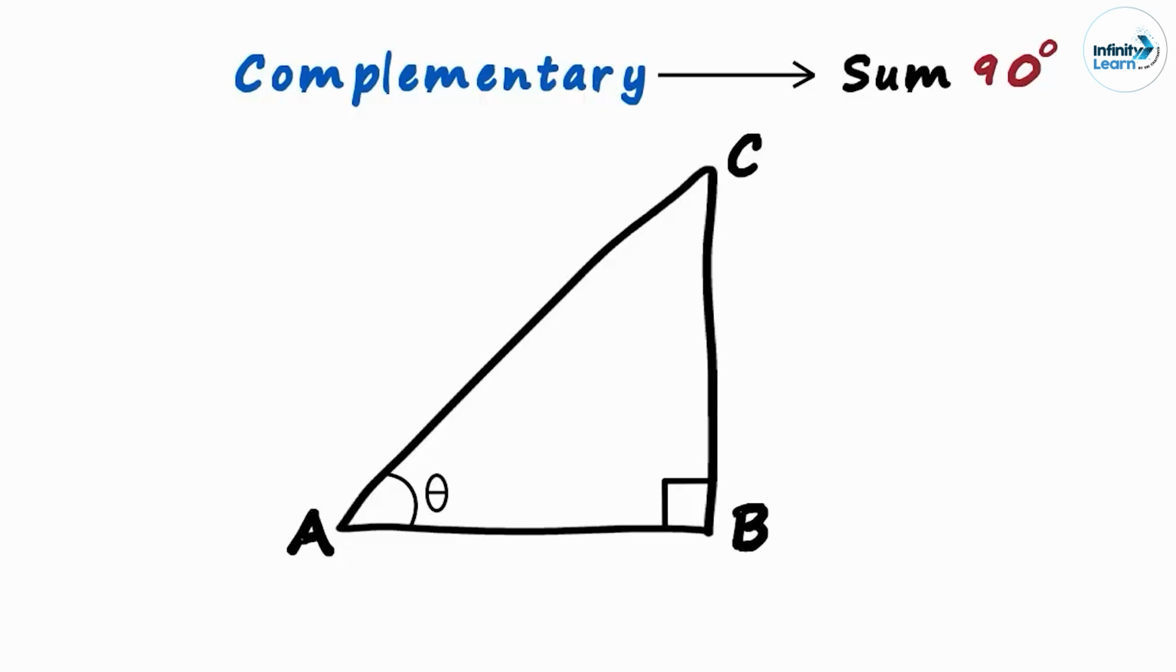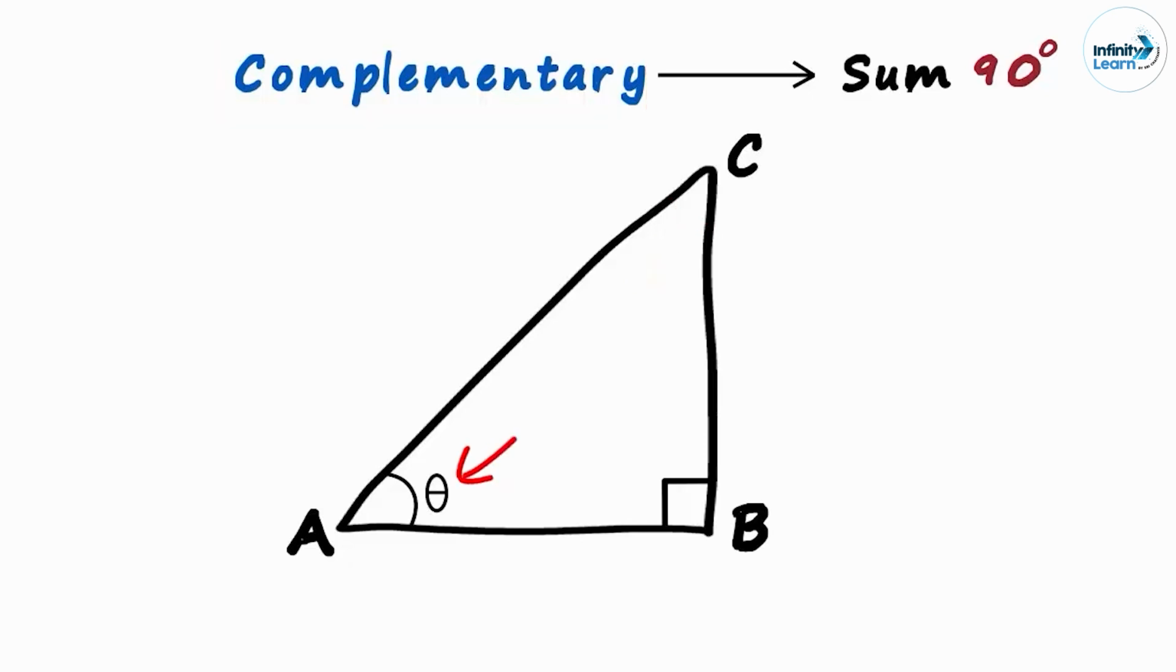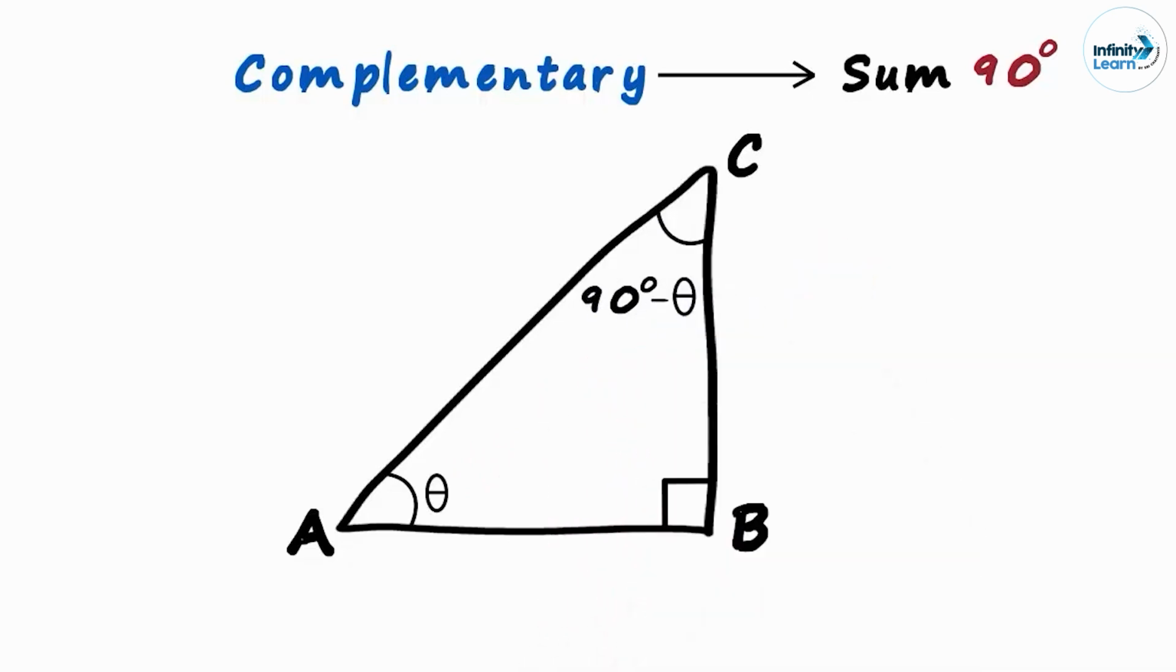What is the most important property we have learnt about the angles in a triangle? Yes, the sum of all the angles of a triangle equals 180 degrees. As this is 90 degrees, these two will add up to 90 degrees, which means they are complementary. As this is theta and this is 90 degrees, the third angle has to be 90 degrees minus theta.